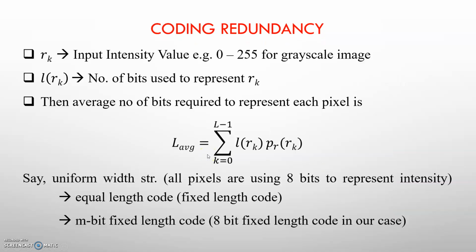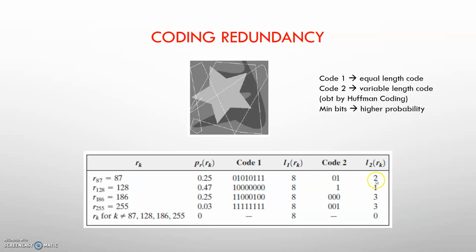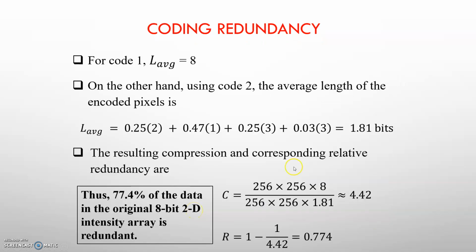If you see this formula of L average, it is the sum of l(rk) into probability. So this is going to be 2 into 0.25 plus 1 into 0.747 plus 3 into 0.25 plus 3 into 0.03. That's what we have done over here, and it came out to be 1.81 bits. Now, did you even see? We jumped directly from 8 to 1.81 bits.